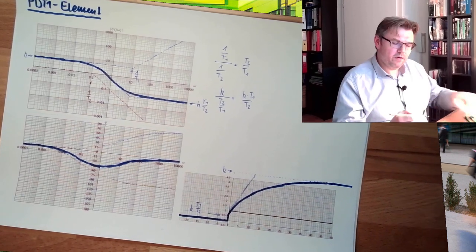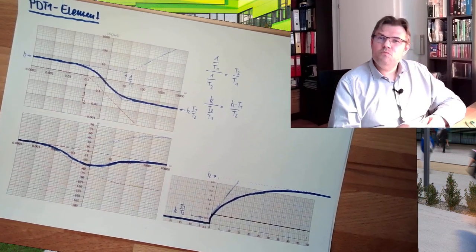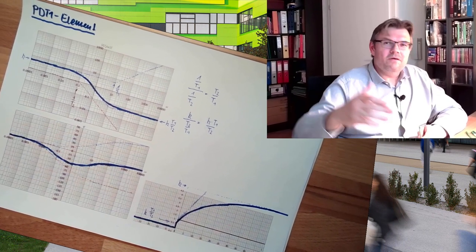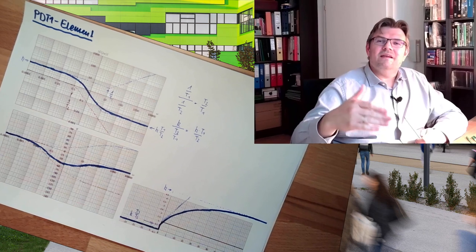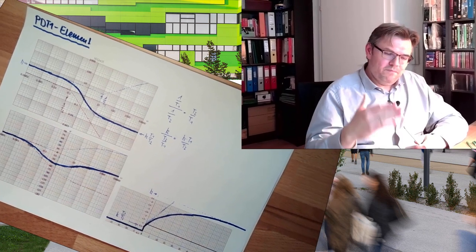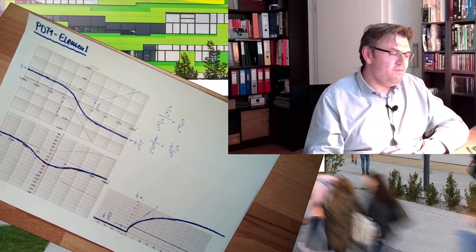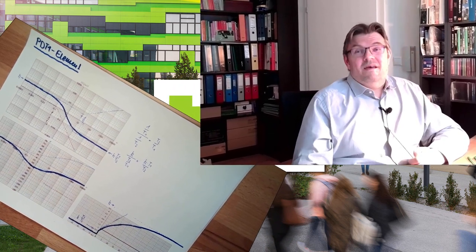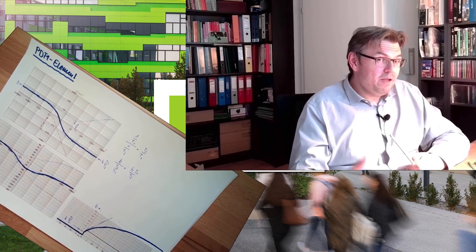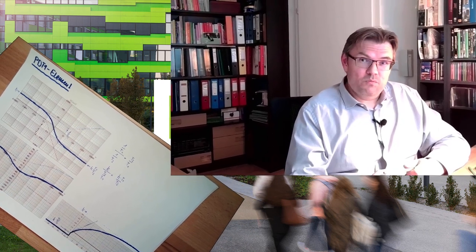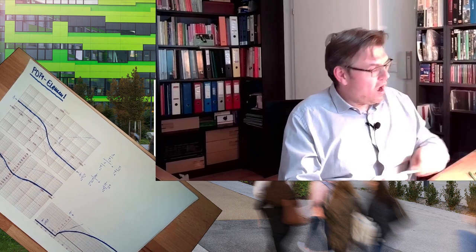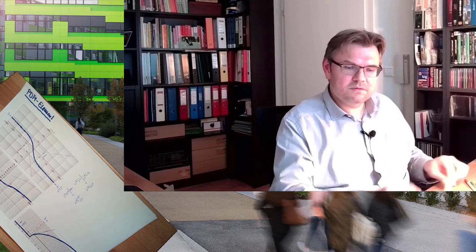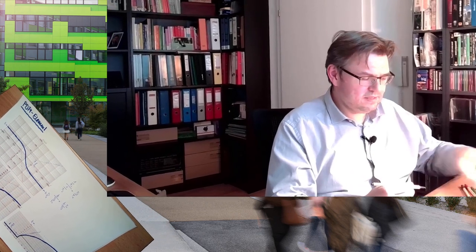Next time we're going to talk about an IT1 element. Well, if a D and a PT1 element is a DT1 element, if a PD and a PT1 element is a PDT1 element, what would an IT1 element be? Well, an I and a PT1 element. How this is resulting and how this looks like, we will see in the next video.